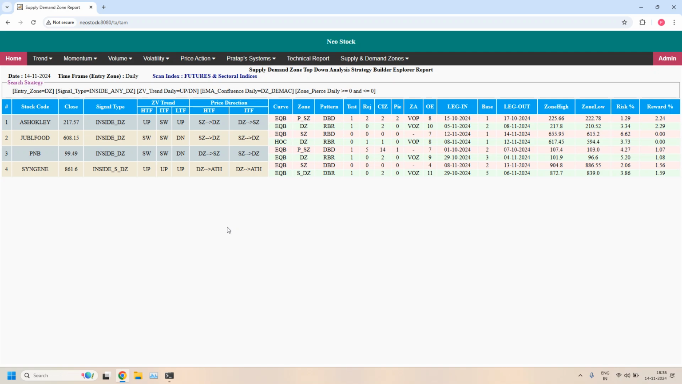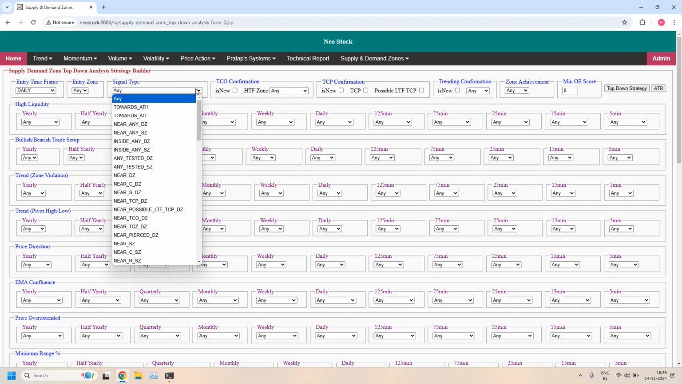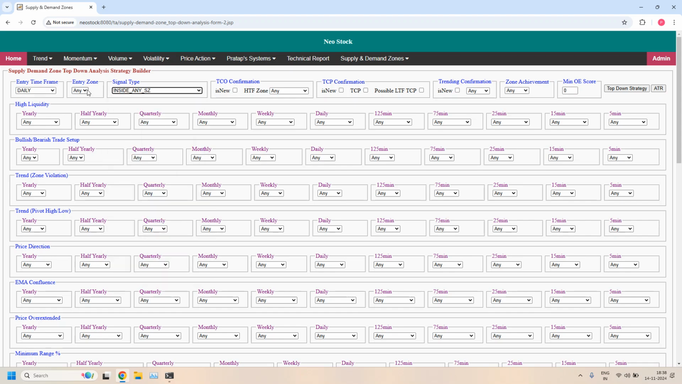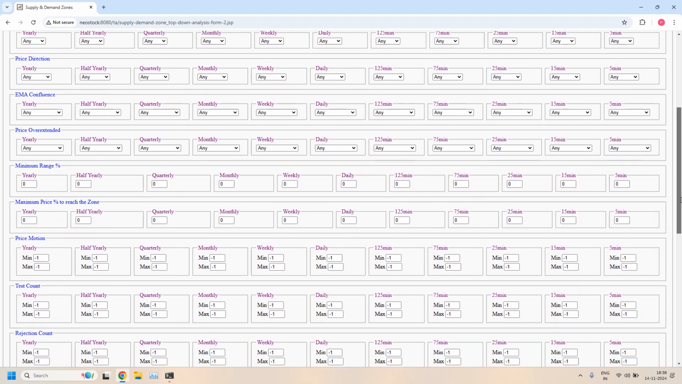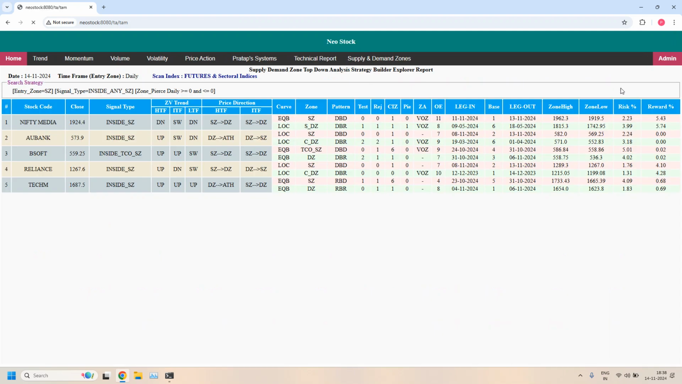Next, for daily time frame, let's find the stocks where price closed inside daily supply zone. And these daily supply zones should not be pierced. So in the pierced count, at a daily time frame, minimum value I am setting 0, maximum value 0. Now let's filter the stocks.